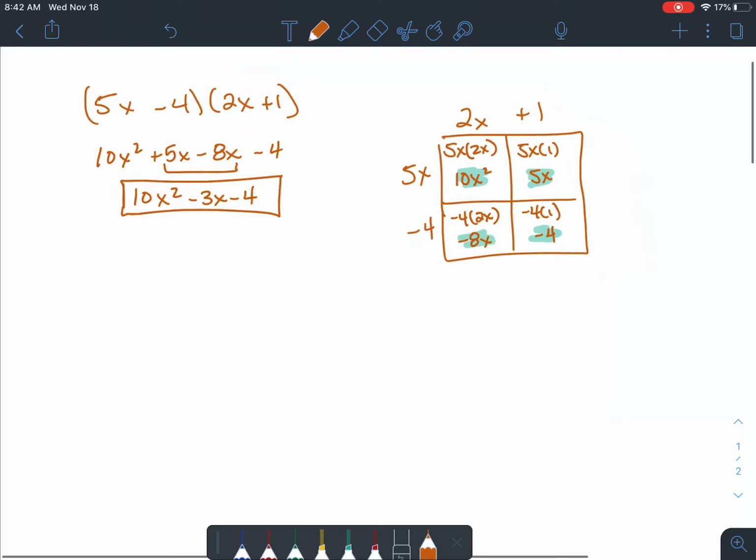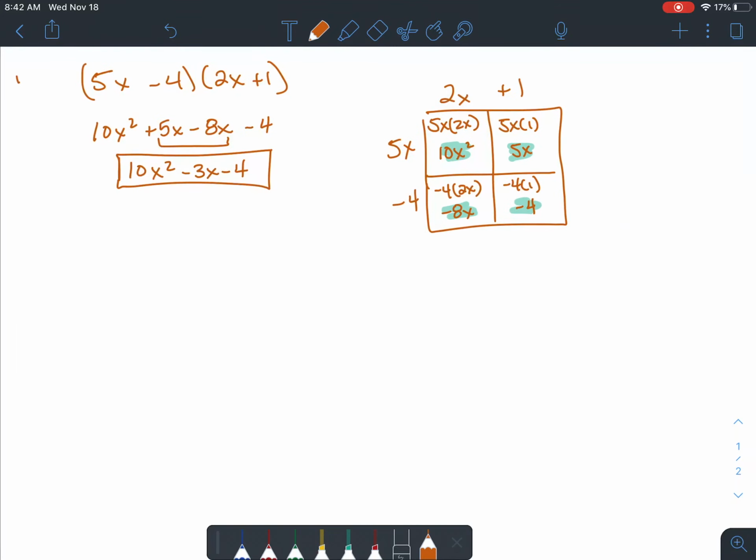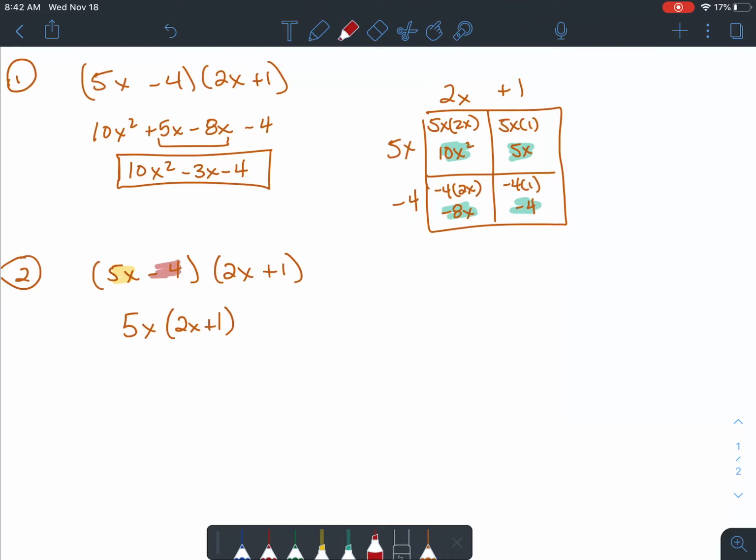Now I'm going to show you one other way. Actually, I'm going to show you two other ways, just in case you feel more comfortable with it. So really what's happening is you're multiplying each term of the first binomial to each term of the second binomial. So what I could do is take the 5x and multiply it by 2x plus 1. And I can take the negative 4 and multiply that by the 2x plus 1.